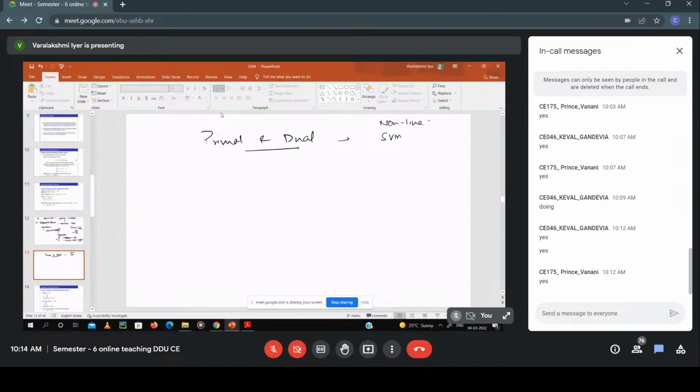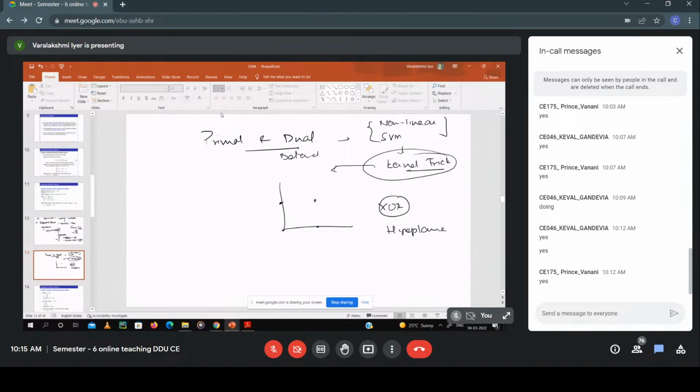In the later part of our lectures, we'll study something called non-linear SVM, in which we'll be identifying something called the kernel trick. If you remember our XOR problem, we had 4 data points, and we were not able to create a hyperplane to separate these points. In the case of the kernel trick, we'll be converting our data set into another dimension.